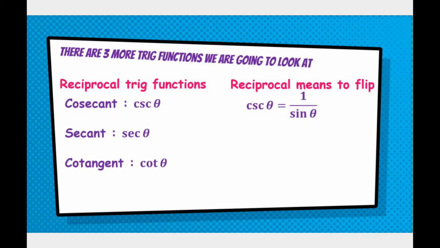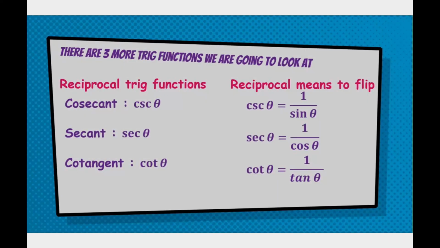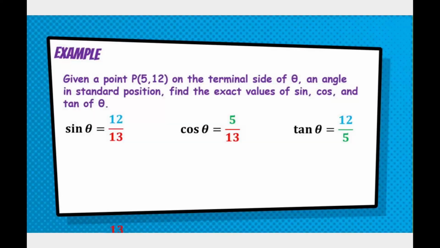So if we know what sine is, then we can determine what cosecant is just by flipping. Instead of opposite over hypotenuse, it's hypotenuse over opposite. Same thing with secant and cosine. Cosine is adjacent over hypotenuse, so secant is hypotenuse over adjacent. Tangent is opposite over adjacent. Cotangent would be adjacent over opposite.